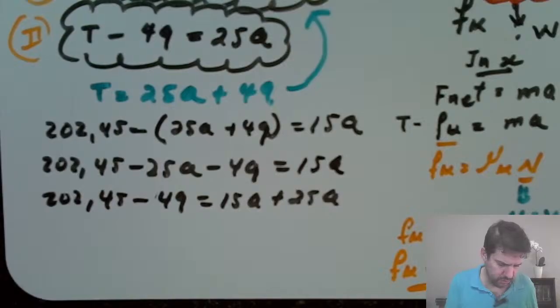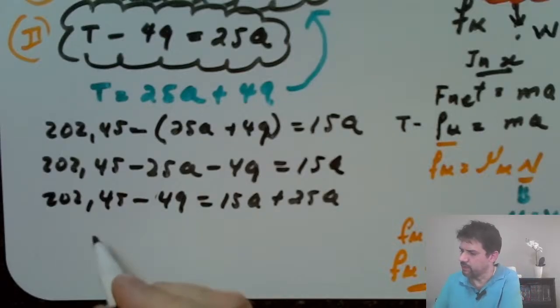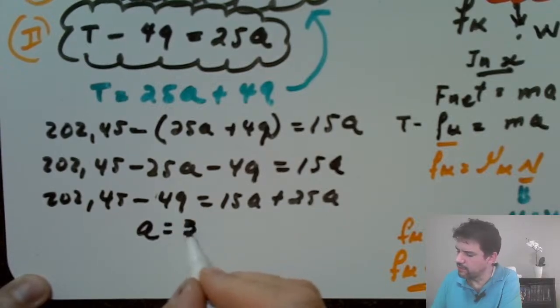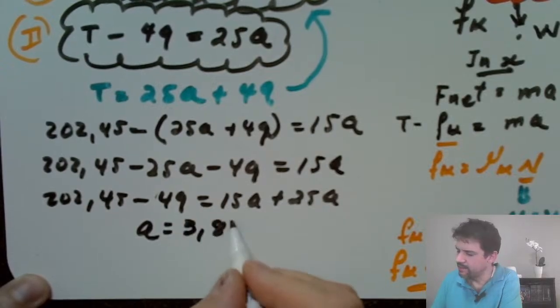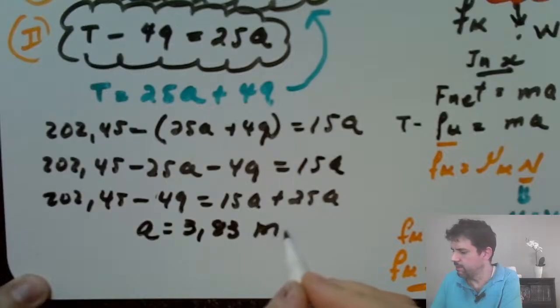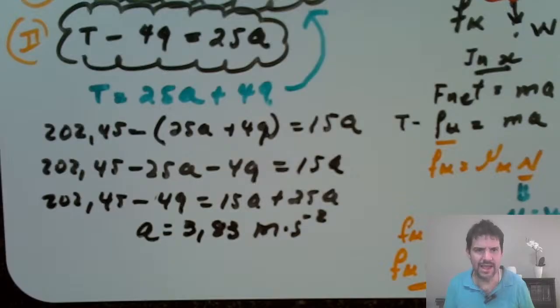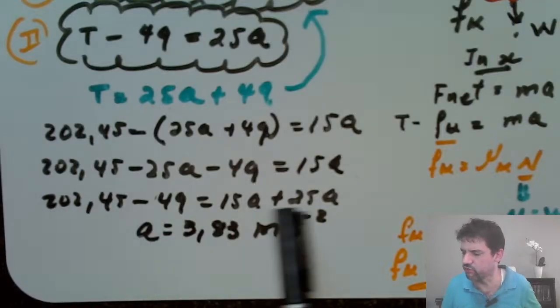15 plus 25. Okay, after my calculations, I get that this one is 3,834 acceleration. So the acceleration is equal to 3,83 meters per second square. That is my acceleration after you solve this one.